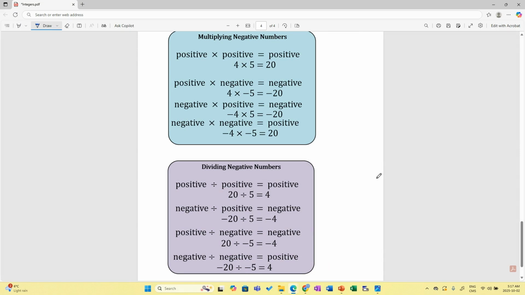Hi class, in this video I'm going to be talking about multiplying and dividing integers.